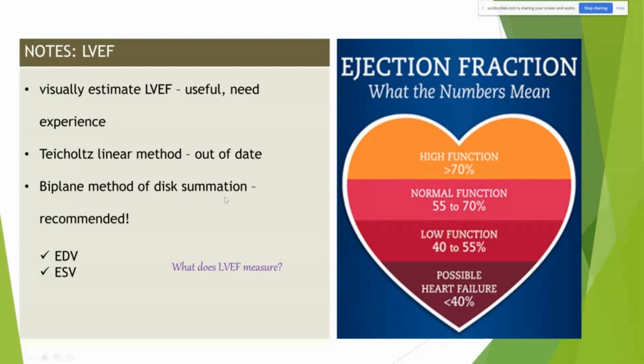The biplane method of disc summation, for those of you who are in lab, you saw me measure that today. It's a measurement that is in apical four-chamber. You take the end-diastolic measurement and subtract the end-systolic measurement, and it gives you what your ejection fraction is. Just so you know, the biplane method is preferred over the Teichholz method currently.